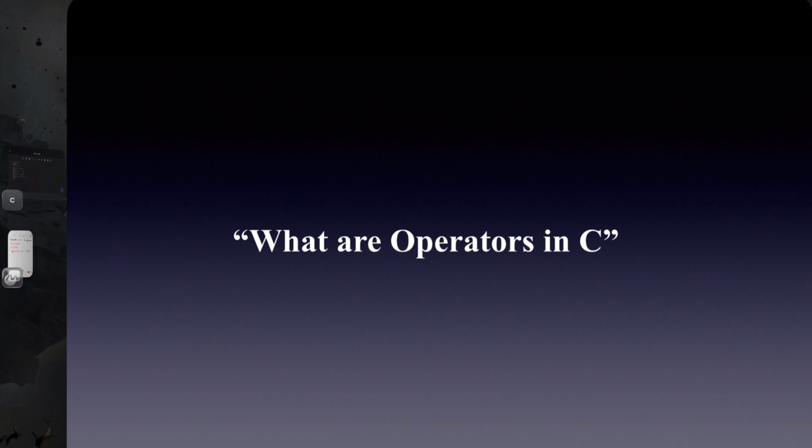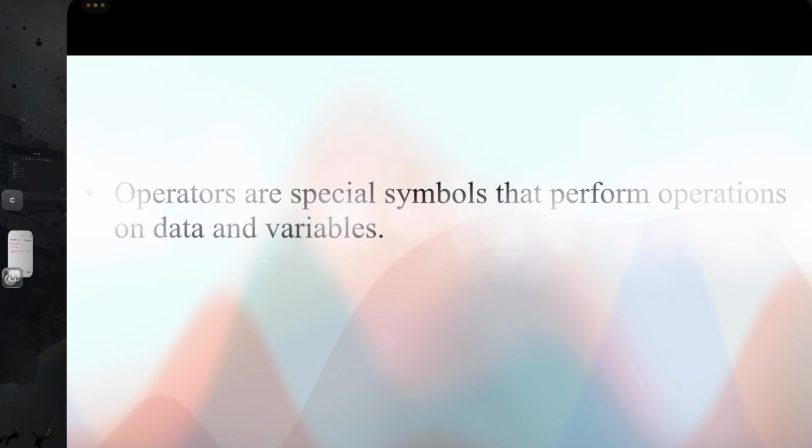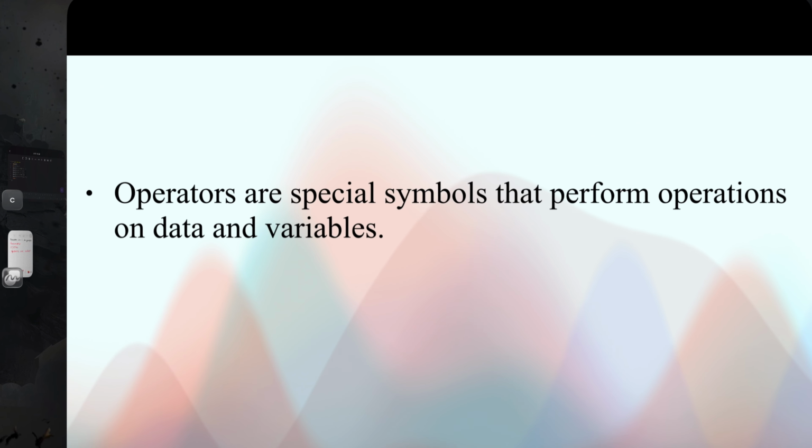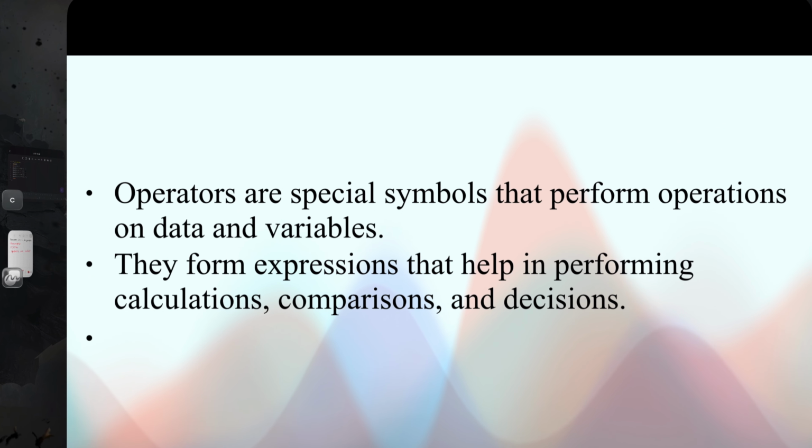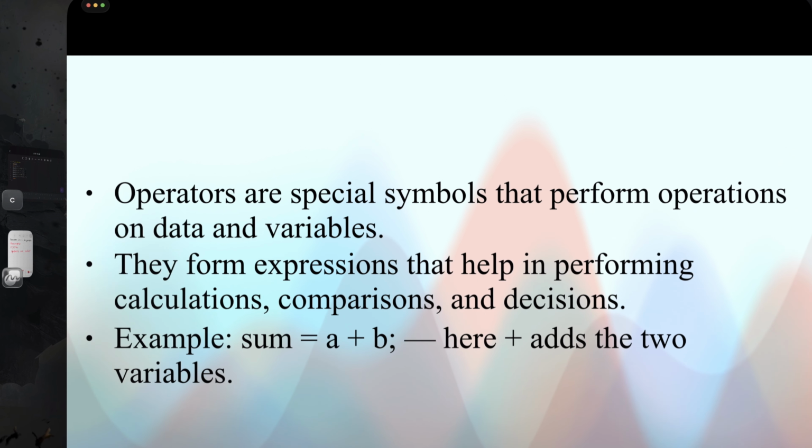Now we discuss what are operators in C. Operators are special symbols that perform operations on data and variables. They help us in calculations, comparisons, and decision making. For example, sum is equal to a plus b. Here the plus operator adds two variables a and b.